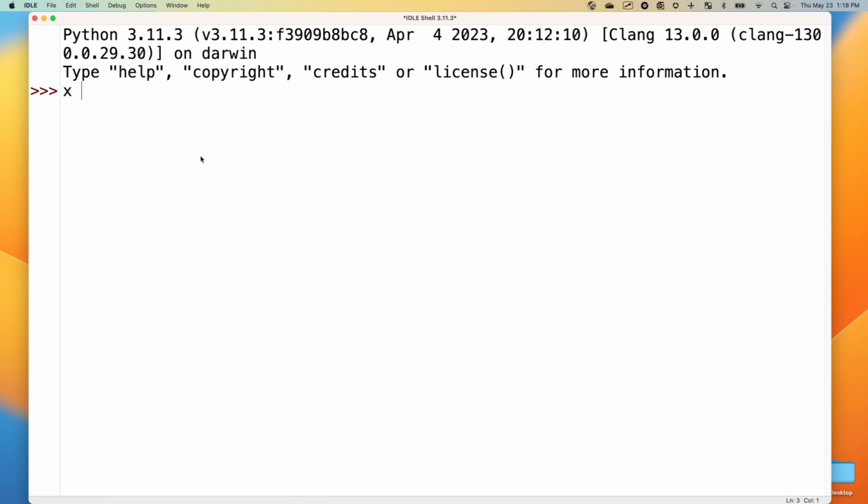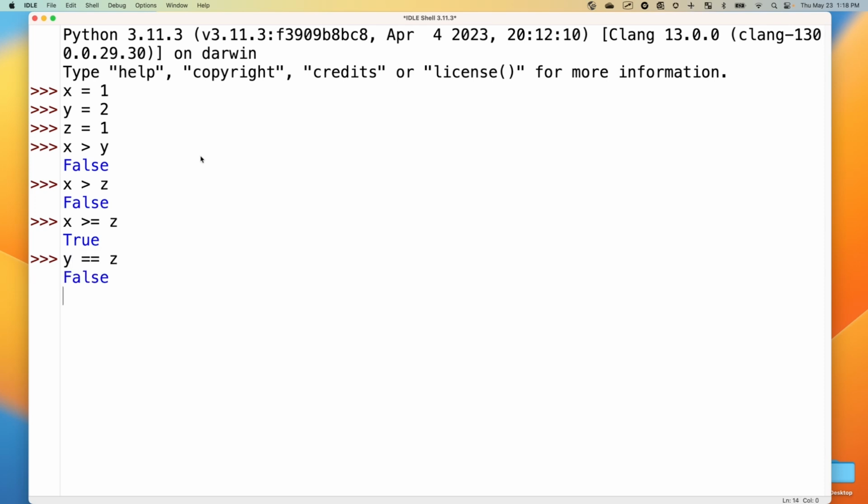So here we have x is assigned the value of 1, y is assigned the value of 2. Let's have a third variable z, and let's assign that the value of 1. So is x greater than y? No. Is x greater than z? No. Is x greater than or equal to z? Yes, it is, because it's equal to z. Is y equal to z? No.